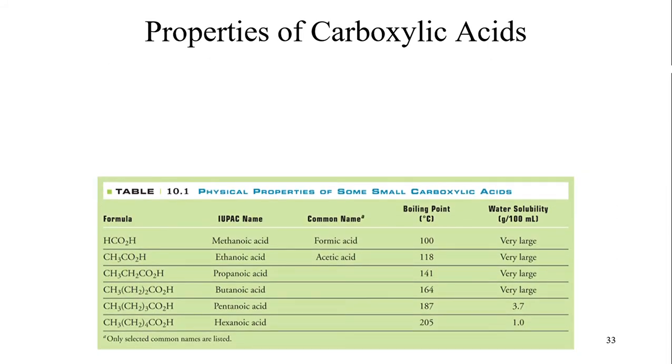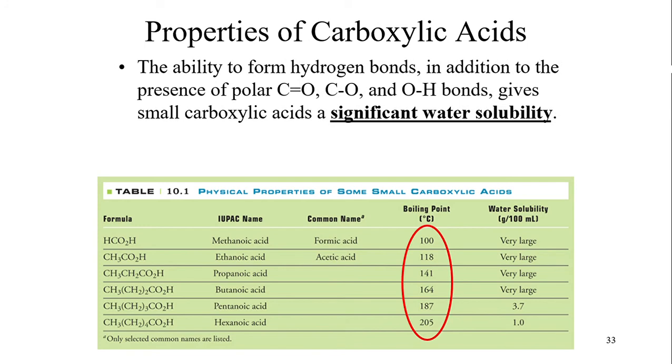Looking at this table, you can see a sequence of different carboxylic acids where we have essentially added one carbon as we go down the table. Again, you can see the very high boiling points. Not only high boiling points, but also, as you increase the size of the carbon-carbon chain, the boiling point increases. Now, the ability to form hydrogen bonds, in addition to the polarity of that CO bond, also gives carboxylic acids significant water solubility.